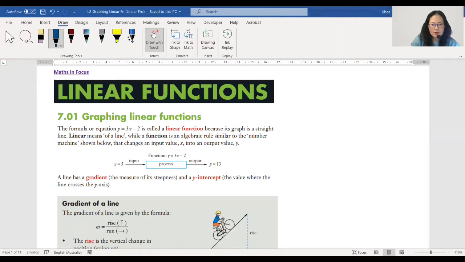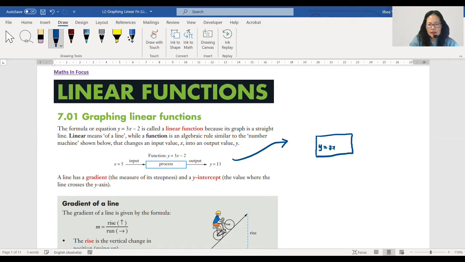Okay, I just want you to have a look at this number machine here. What does that really mean? Say this box is like in your head, and that has the process, the function. In this case, y equals 3x minus 2 in there.